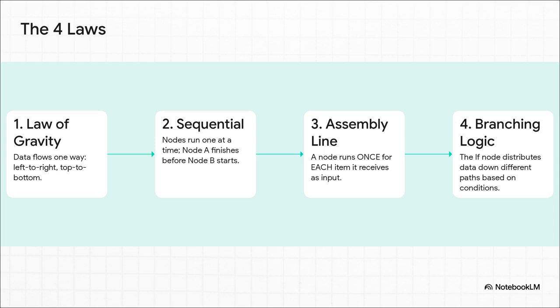First, the law of gravity. Data only flows one way, left to right, top to bottom. Easy. Second, sequential execution. Nodes run one after another, not at the same time. Third, branching logic. The if node is how you split your data down different paths. But the one we really need to talk about, the most critical of all, is the assembly line law. This right here, this is the whole game.